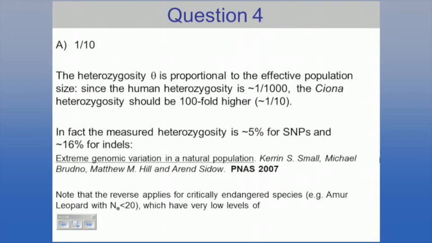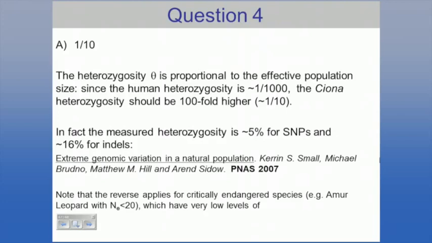And the answer, just from what I told you, should be about 1 in 10. If humans are 1 in 1,000, and I told you that heterozygosity is proportional to the effective population size, then since the Ciona effective population size is 100-fold higher, its heterozygosity should also be 100-fold higher. That brings us to about 1 in 10.